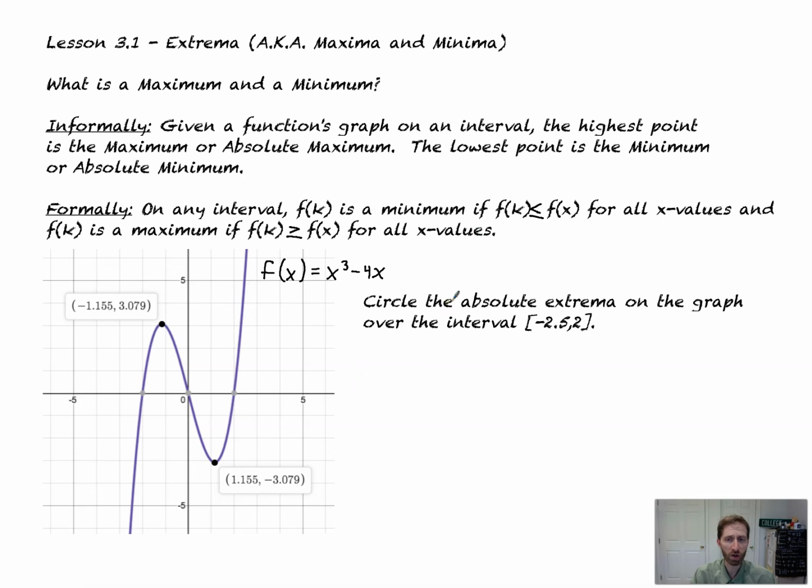We are instructed to circle the absolute extrema, the absolute maximum and the absolute minimum, on the graph over the interval negative 2.5 to 2. If you don't like that notation, that's the same as negative 2.5 is less than or equal to x is less than or equal to 2. So negative 2.5 is roughly here. And what we're looking for is the y value between here, which is x equals 2, and all the way down to negative 2.5, such that it is the highest y value and the lowest. So I'm going to abbreviate that, the absolute minimum.